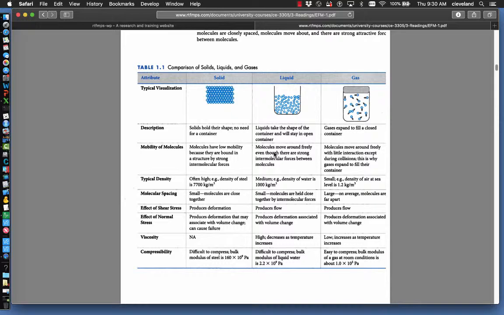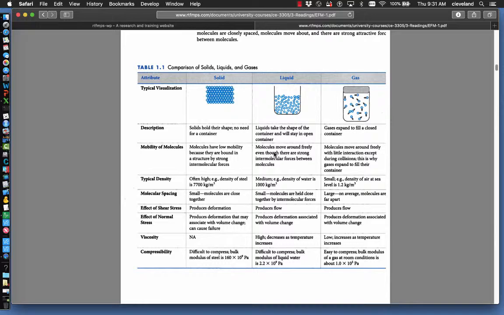As you tip the container, the liquid will move under the forces of gravity. As long as you don't tip it so far that the liquid has a desire to leave the container, it'll stay in the container. The density is moderate. For example, water is 1,000 kilograms per cubic meter. The molecular spacing is small, but not as small as a solid in that the molecules can move around. The effect of shear stress would cause it to flow, and the effect of normal stress will produce a deformation associated with a volume change.